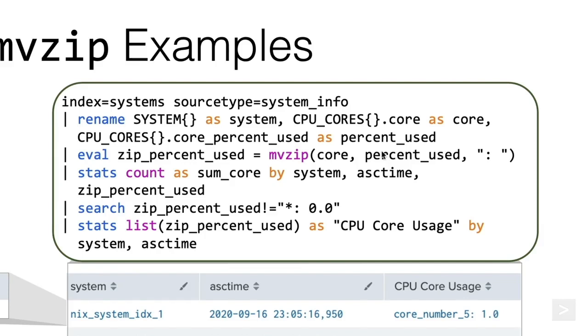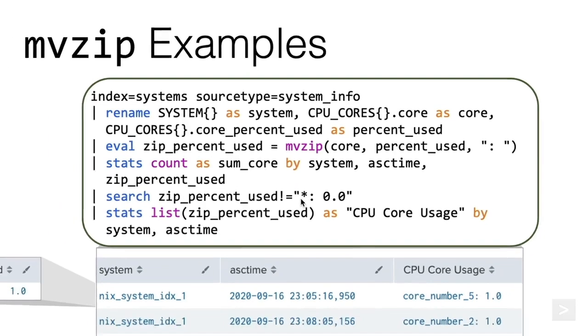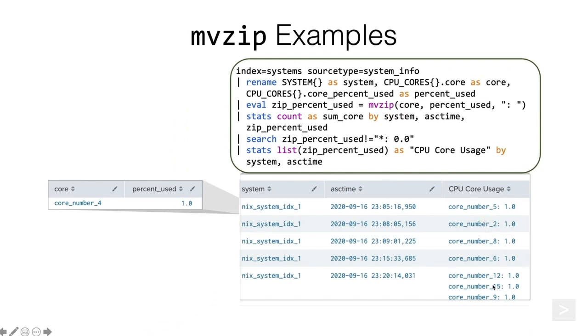All right, so let's go ahead and take a look at this search that we're currently looking at. We can see that we are going to create a new field called zip percent used, which is going to combine the values of core and core percent used. The unique delimiter here is a colon, and we'll be able to then search for where the zip percent used is not equal to a value that ends in 0, and then display those out in a table underneath this newly created field called CPU core usage.